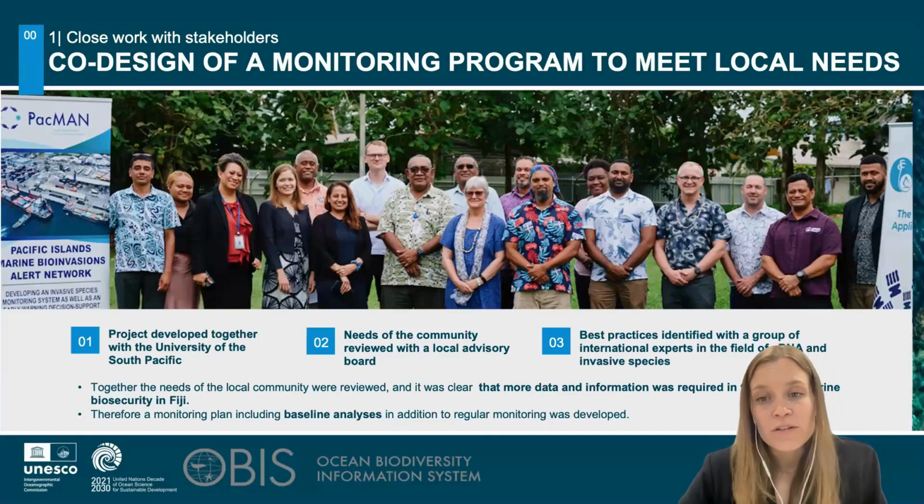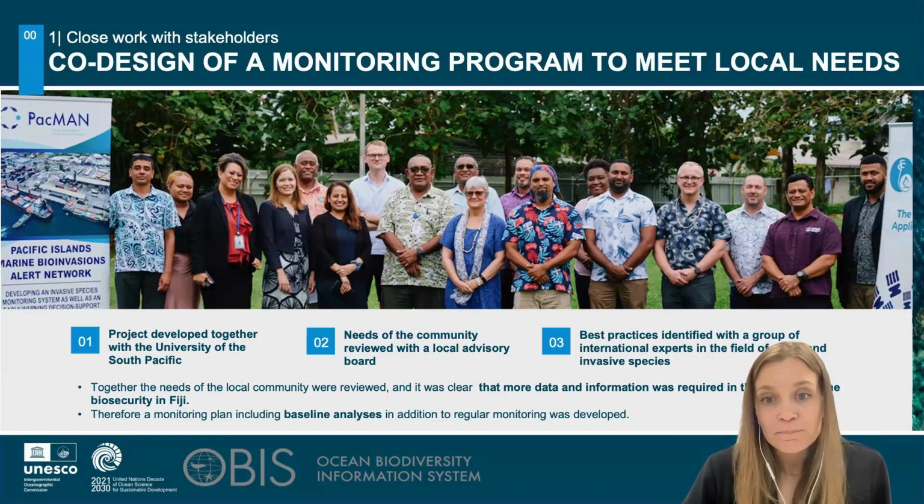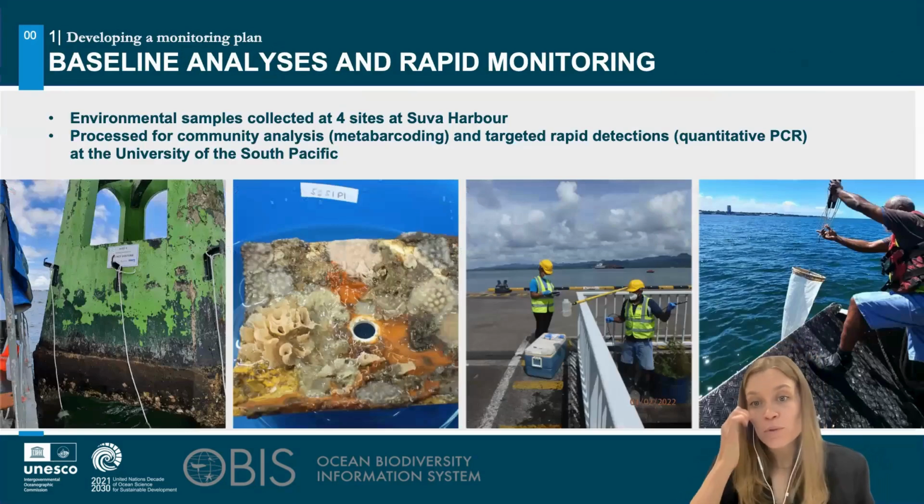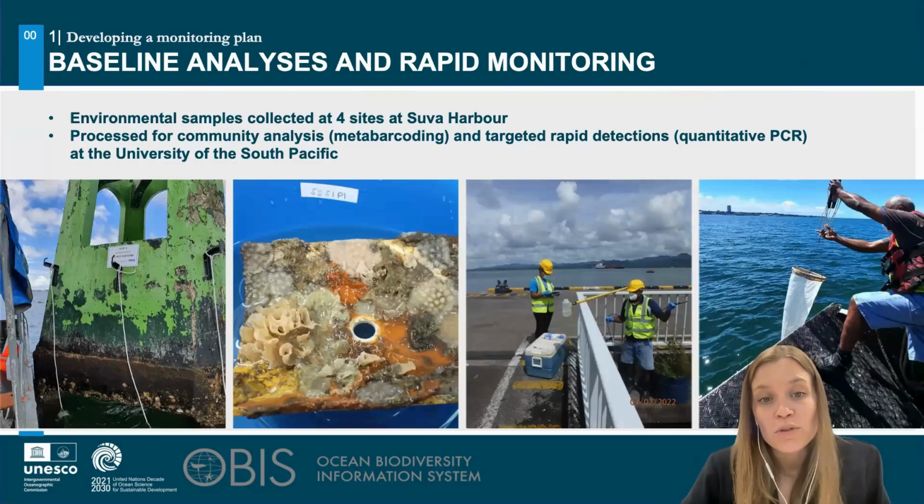So first of all, we started with a needs assessment of the local community, and it was really clear from the very beginning that there was very little information on marine invasive species available in Fiji and at the harbor, so we were mostly working in the Suva harbor. So we decided together with the international scientific advisory boards that the monitoring plan includes also baseline analyses of the biodiversity at these sites, these hotspot sites. And so that meant that what we did was collect 3 different types of samples, which was settlement plates, water samples, and plankton net samples at 4 different sites at the Suva harbor.